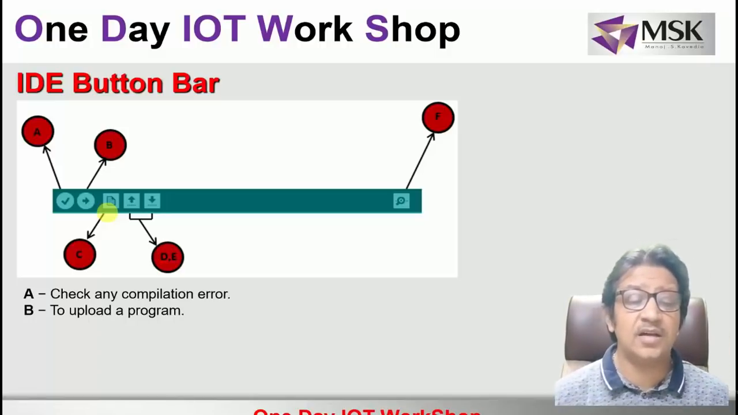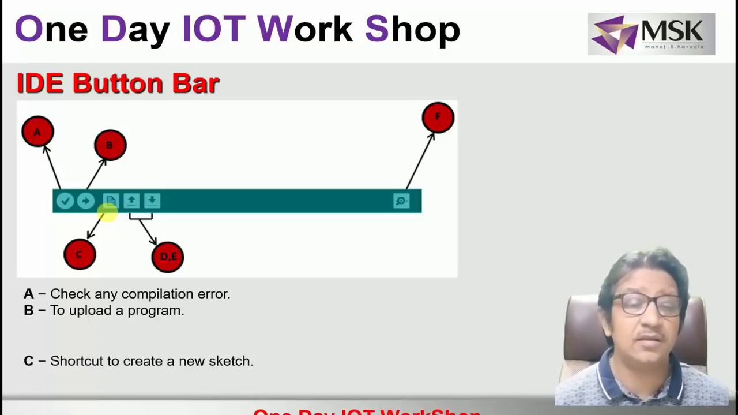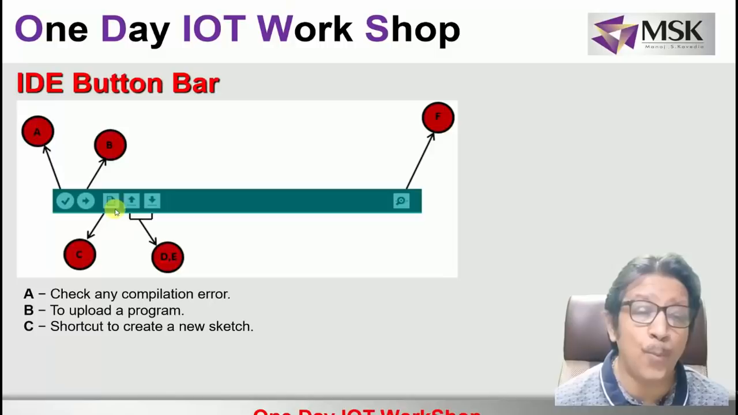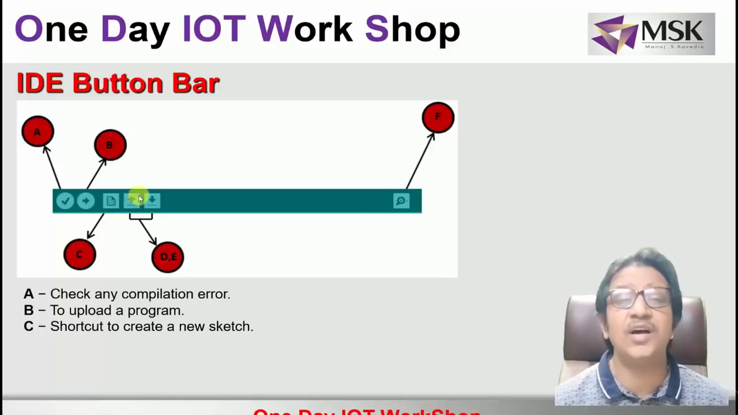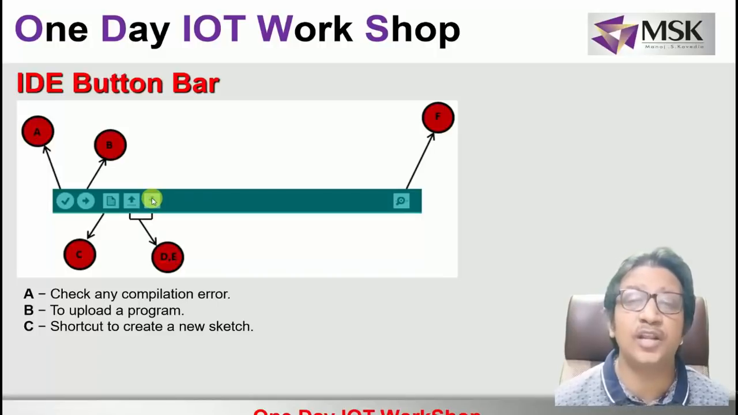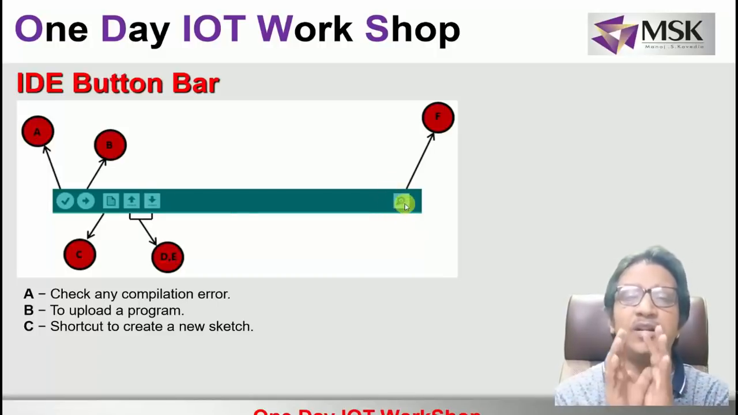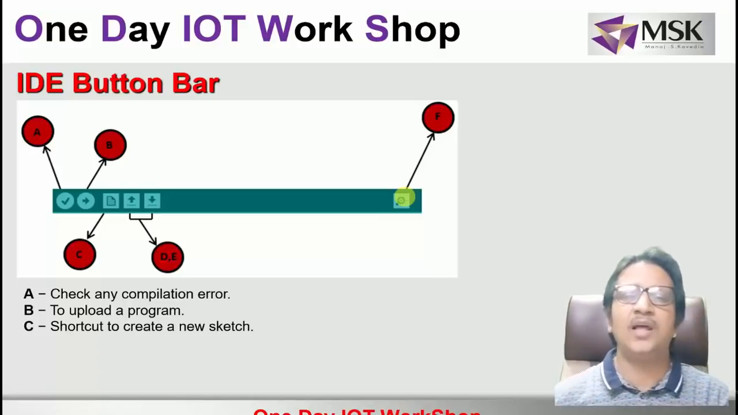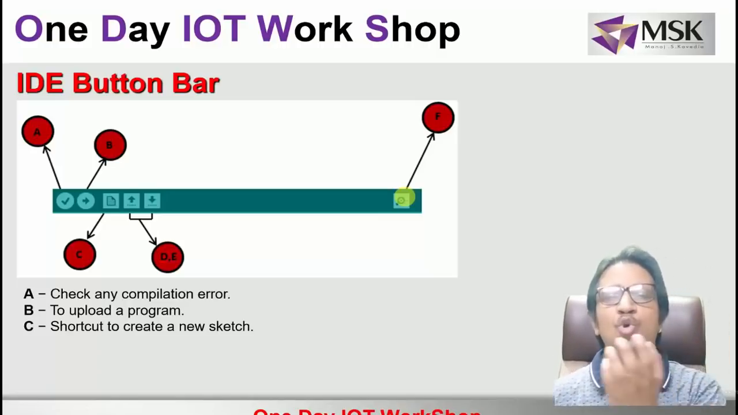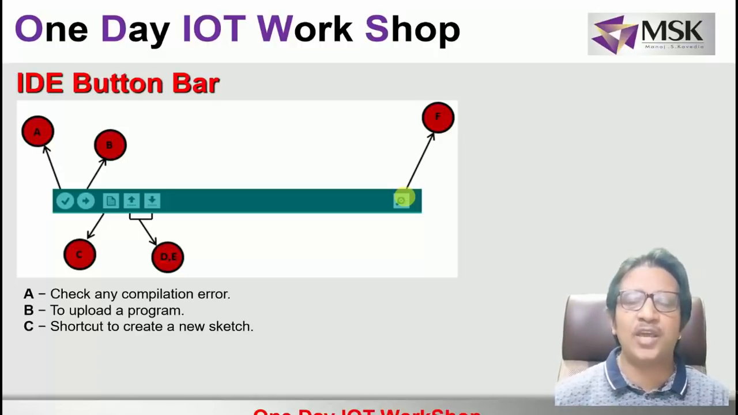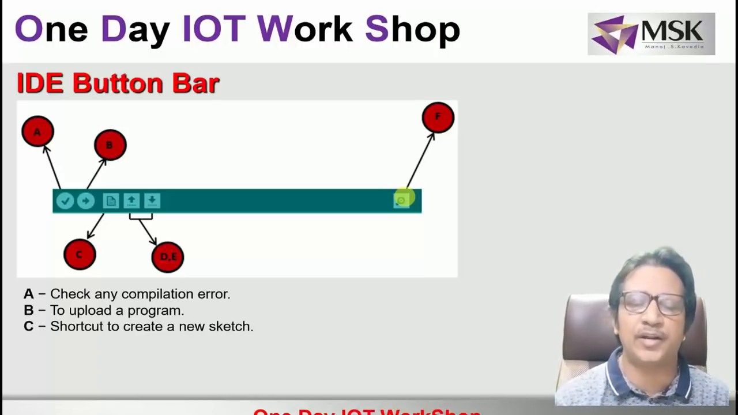Now coming to the next button. This is to create a new sketch. This is to open the sketch and this is to save the sketch. And finally here, this is for the serial monitor. Now the serial monitor is a tool which will help in communication between your PC and the Arduino. I can send data to Arduino and Arduino can send data back to the PC. So this two-way communication can be controlled with the serial monitor.